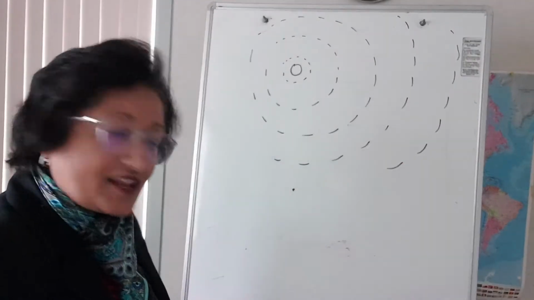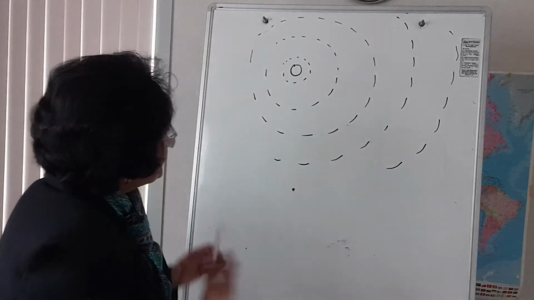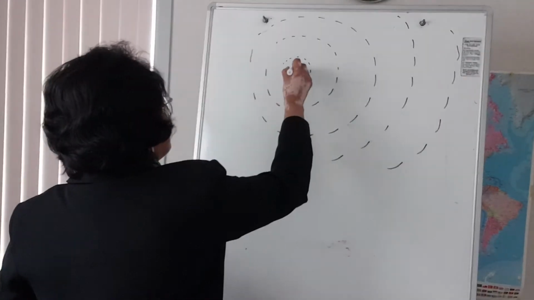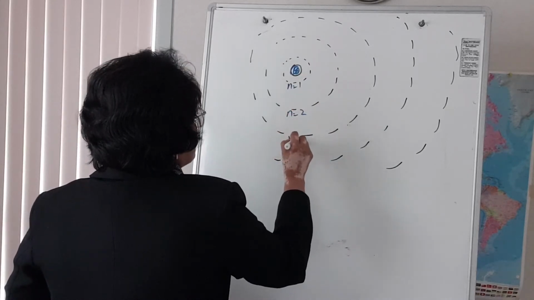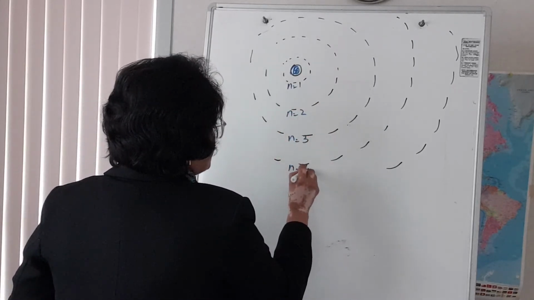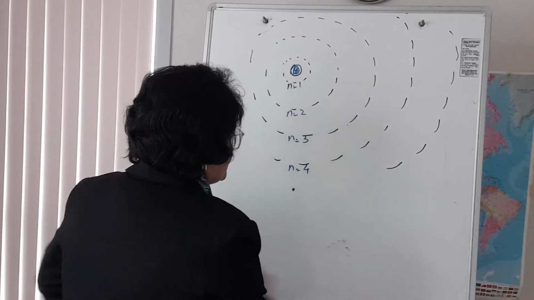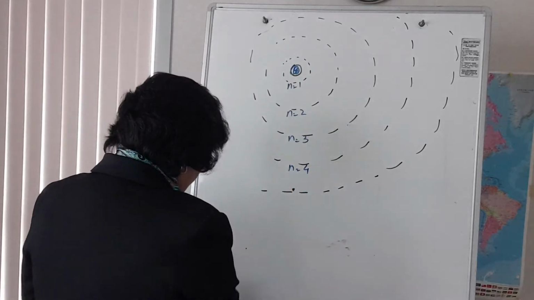So what I'm drawing is a central nucleus, and these are the different energy levels. So this is my nucleus at the center. This is n equals 1, n equals 2, n equals 3, n equals 4, and I've also kind of drawn an n equals 5.